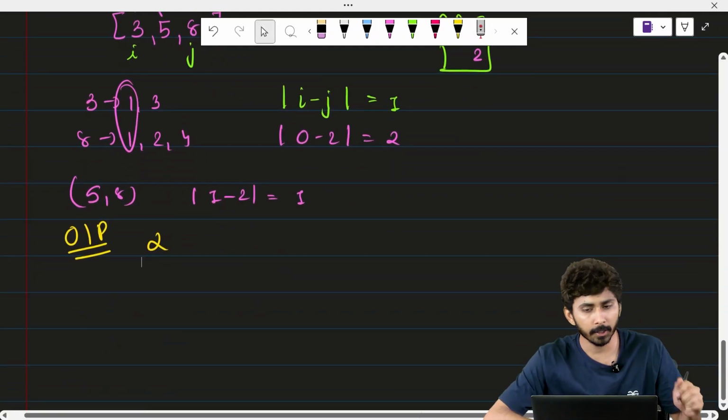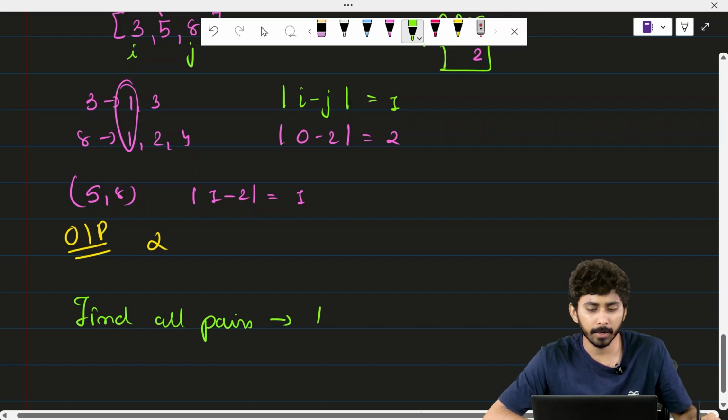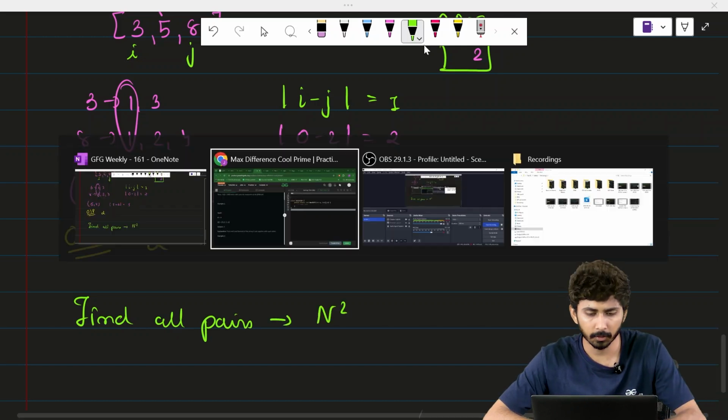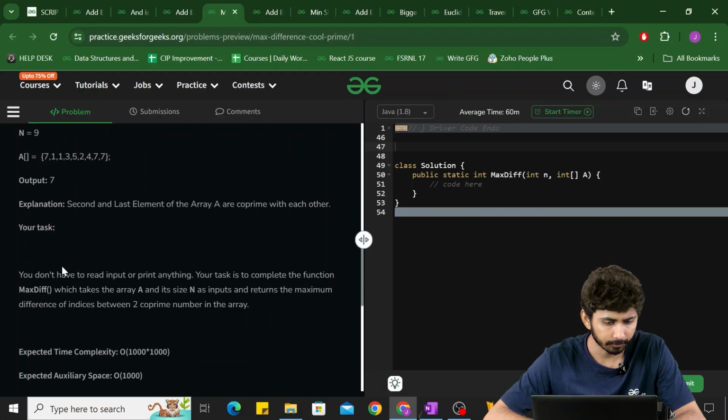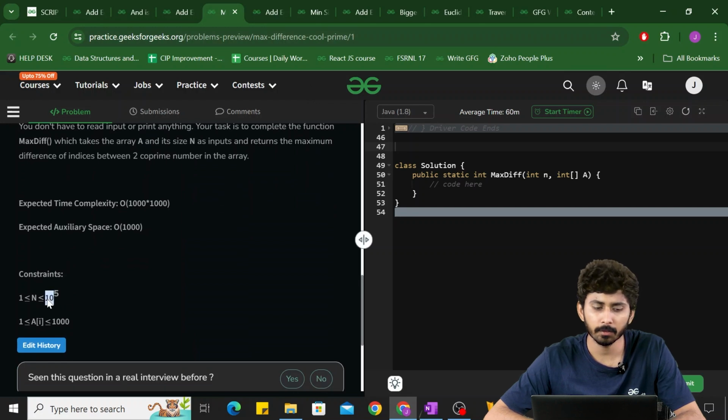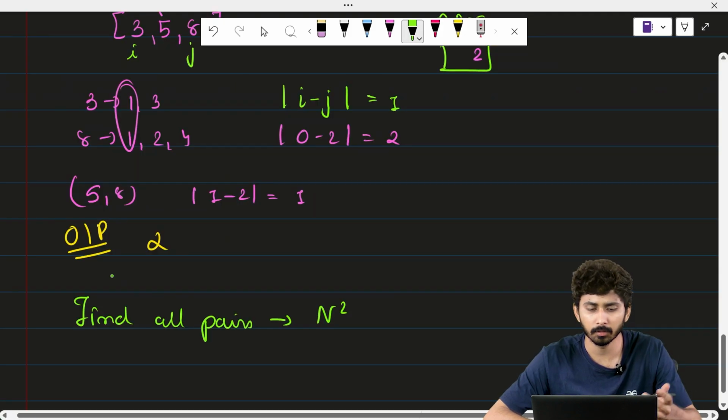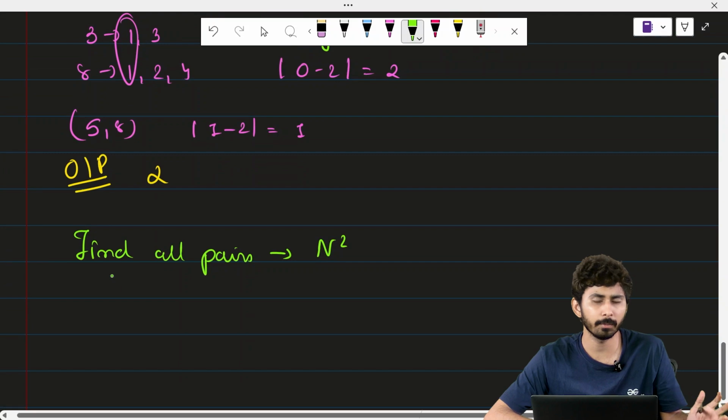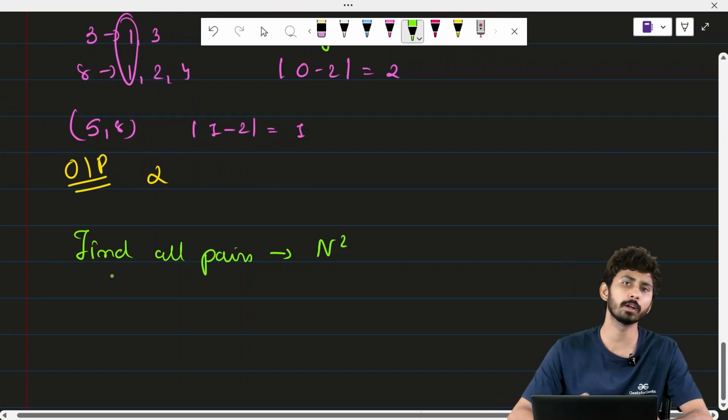Okay, so finding all the pairs will take around n square amount of time, and let's have a look at the maximum value of n. It is 10 to the power 5, so obviously 10 to the power 10 operations, right? So it will not be accepted. The brute force approach is not going to get accepted.